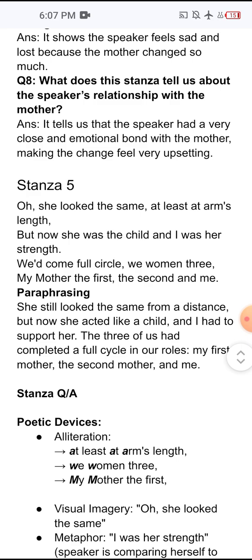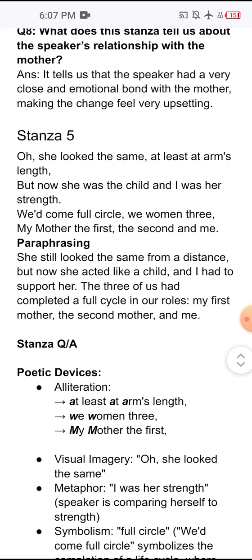Stanza 5. Oh, she looked the same, at least at arm's length. But now she was the child and I was her strength. We'd come full circle, we women three, my mother the first, the second, and me.